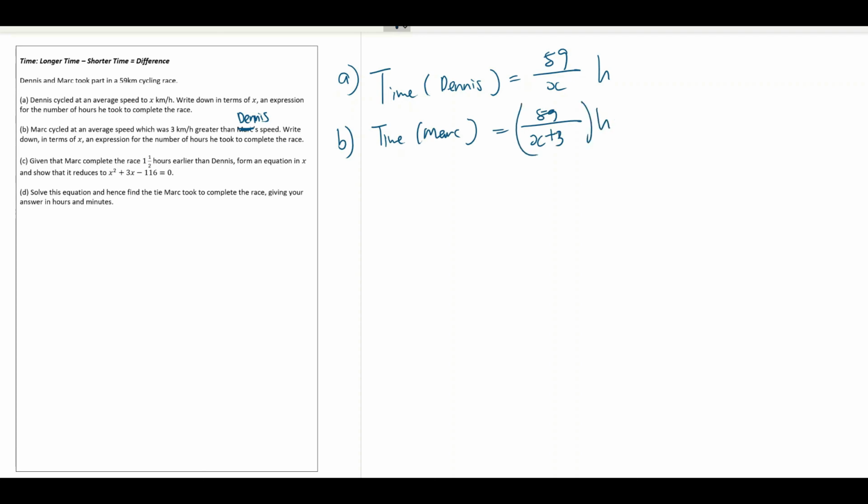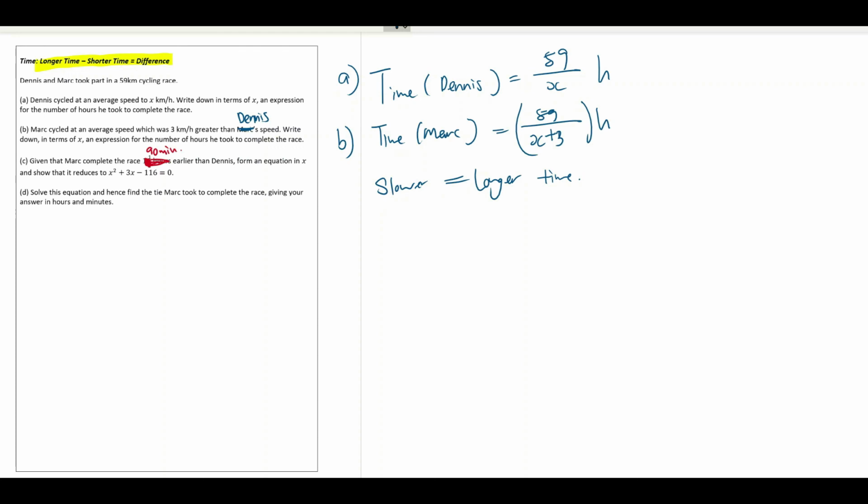Just like that. For the sake of pointing out something, instead of writing 1.5 hours here, I'll write 90 minutes. Let me ask you, if your speed is faster, do you take a longer time? No. So the important thing is the slower person takes the longer time. And always use longer time minus shorter time equals the difference in time. Mark completed the race 90 minutes earlier than Dennis. I purposely changed it to 90 minutes because most of the time they will test it this way.